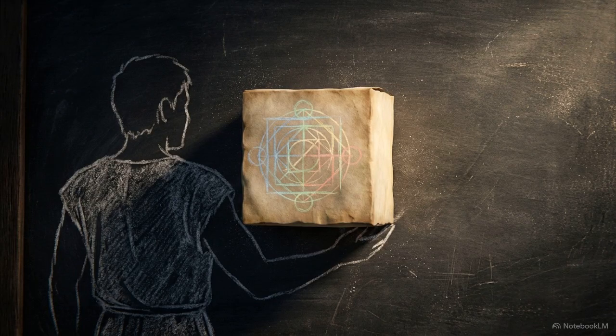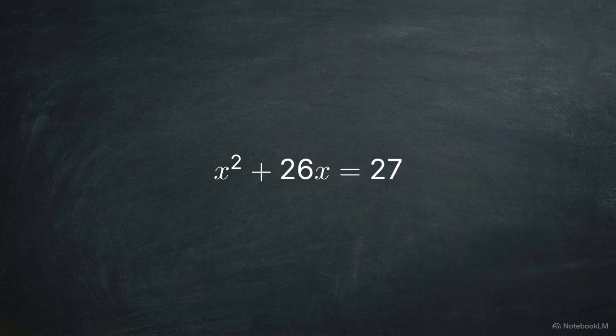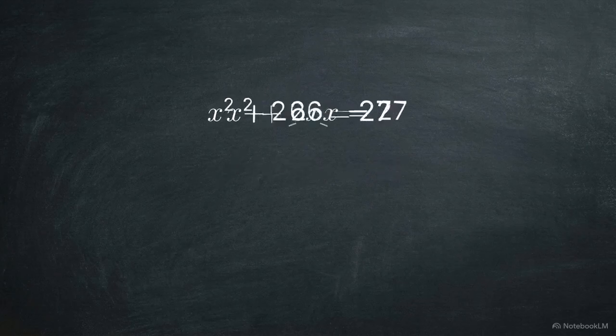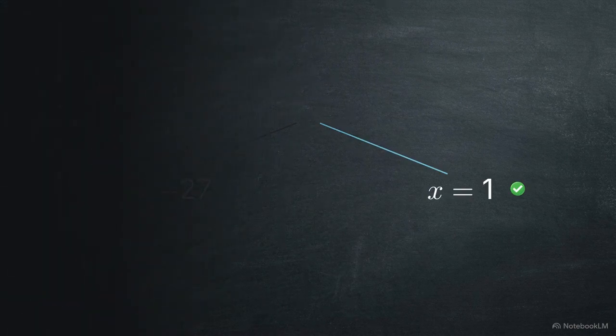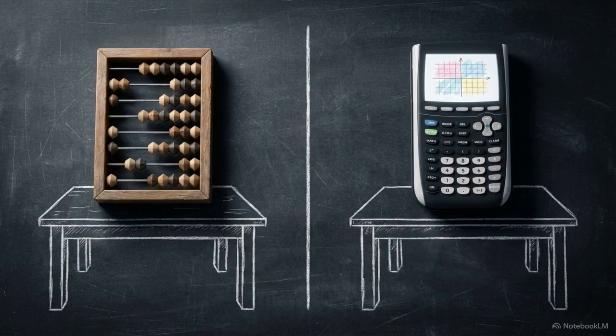While this is basic algebra today, for thousands of years, mathematicians focused entirely on just one of these points. In an equation like x squared plus 26x equals 27, ancient scholars easily found that x equals 1, but the other answer, negative 27, remained invisible to them. This wasn't a lack of intelligence, but a difference in perspective.